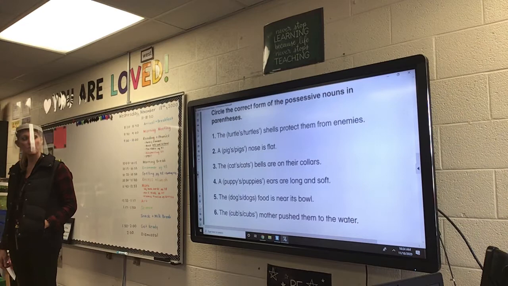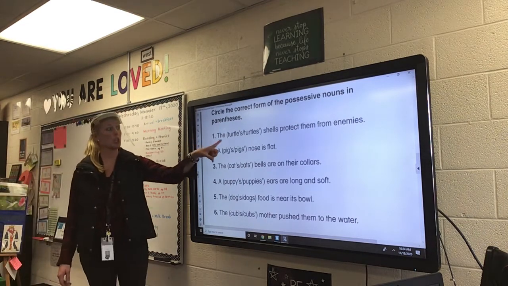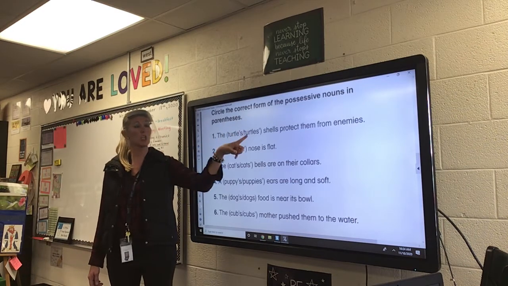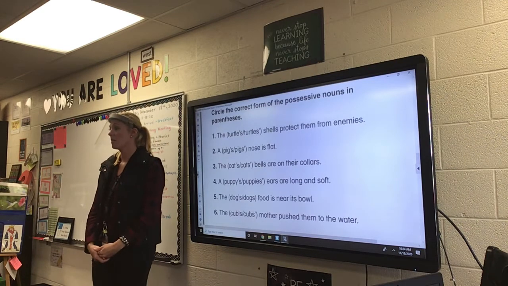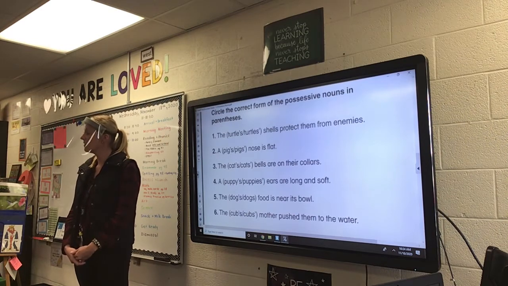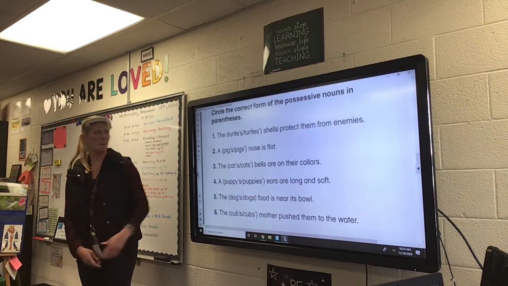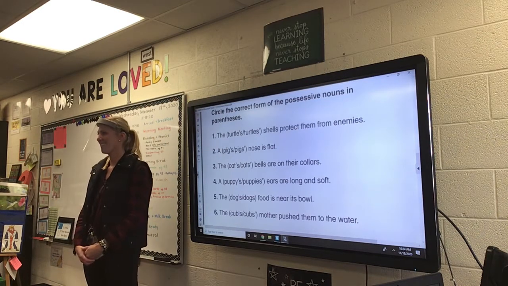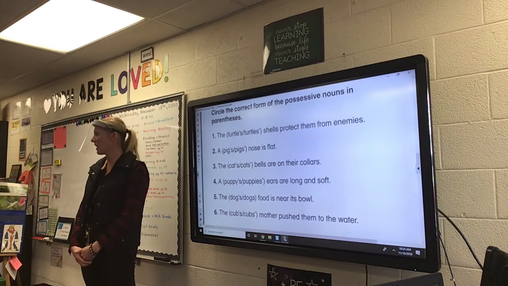The blank shells protect them from enemies. So do I want the turtle's shells or the turtles' shells? Which one? The apostrophe S. How come that one? Because turtles added the S. There's not more than one turtle. How can I know there's only one turtle? How does Mrs. Murphy know there's only one turtle?